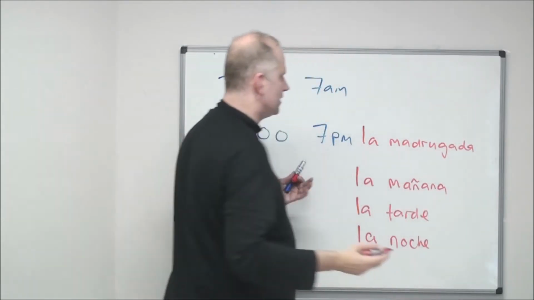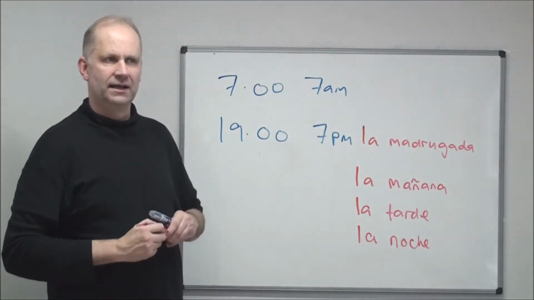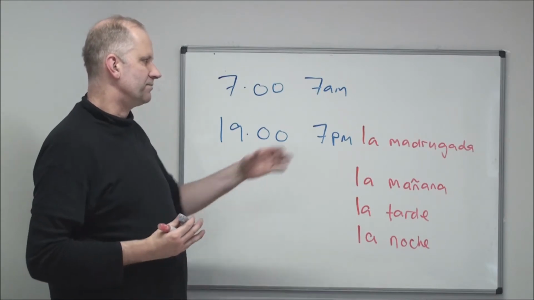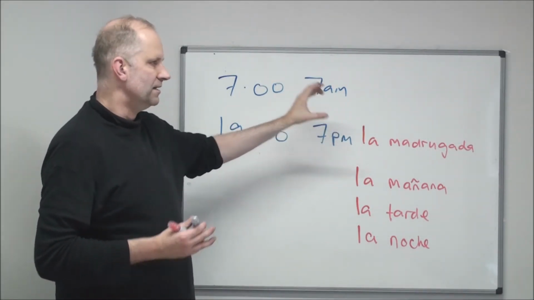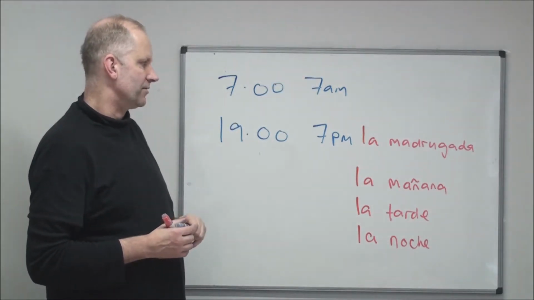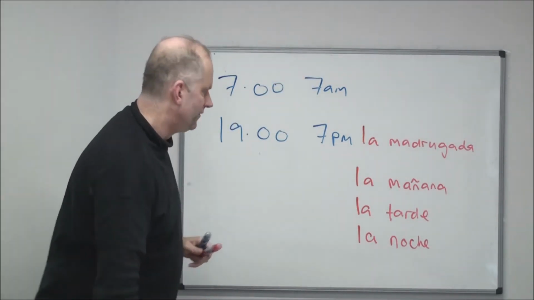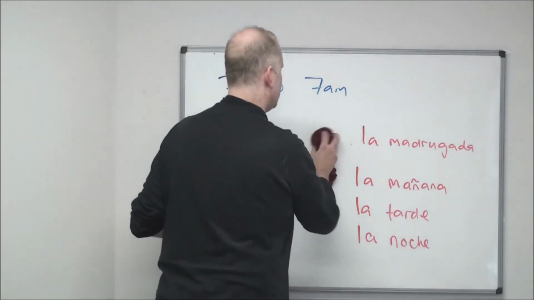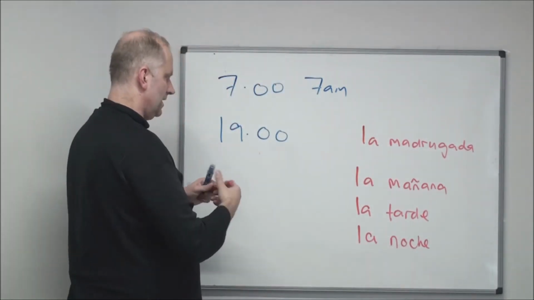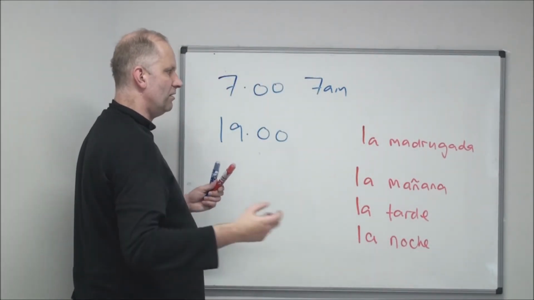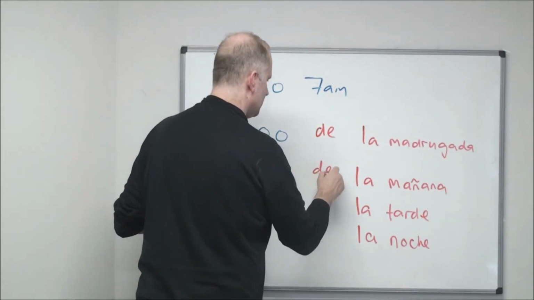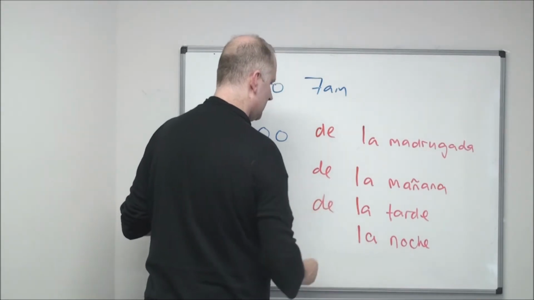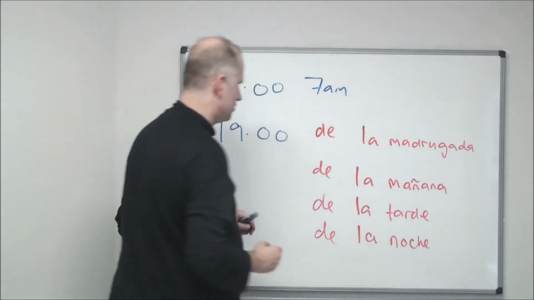Because I think in English we tend to say something like 3 in the morning, but in Spanish they probably tend to use the morning that starts a bit later, and the early hours would be la madrugada. So if you want to say in the morning, any of these, you just combine it with the word of. So of the early morning, de la madrugada, de la mañana, de la tarde, de la noche.